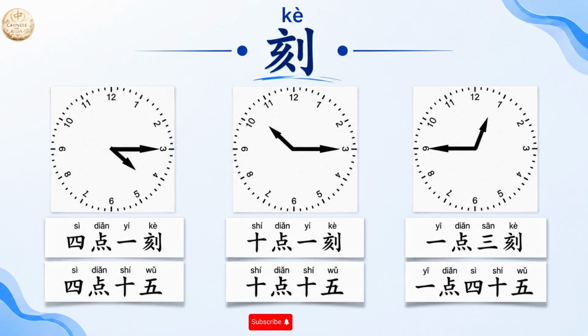First one, 15 minutes past 4. We can say 4:01, or we can say 4:15. 15 past 10. We can say 10:01 or 10:15. And last, what if it's 3:45?